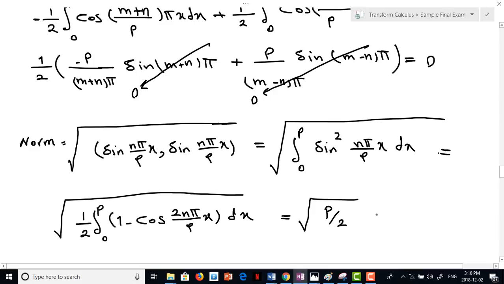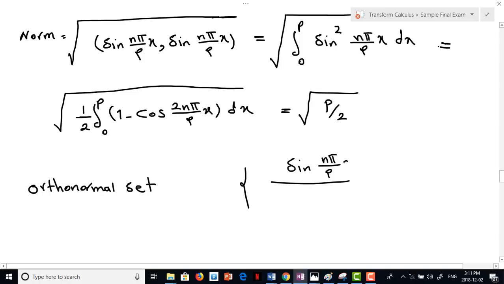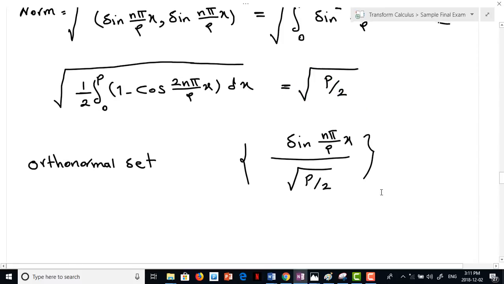So it means that we could find the norm of the function. If you want to make an orthonormal set, it's equal to sine n pi over p x divided by root p over 2. So this set of functions is orthonormal. So in fact, we could solve the third question as well. Let's go through the fourth one.